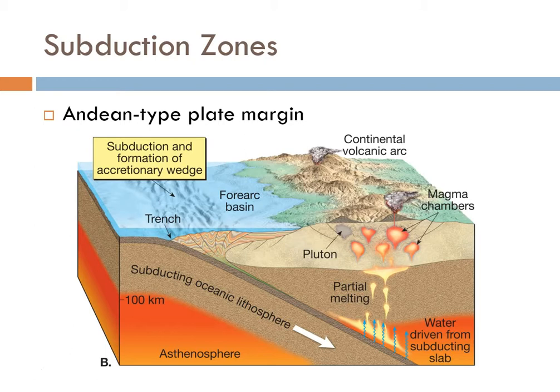So the places we're going to find mountains being created this way are like the Andes and the Cascades. And the Andes are down the western coast of South America, and the Cascades are down the western coast of North America, or our Pacific Northwest area.